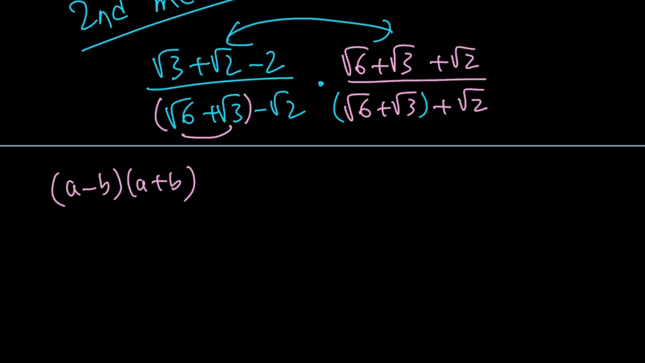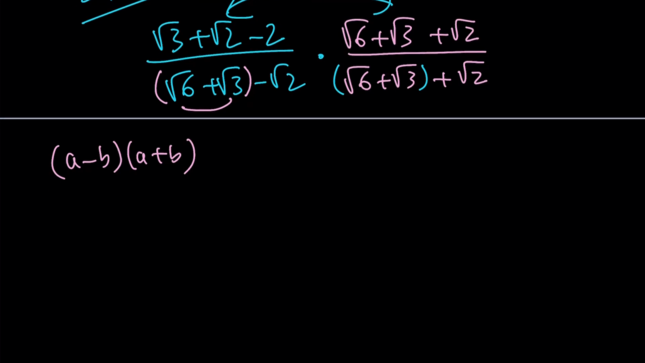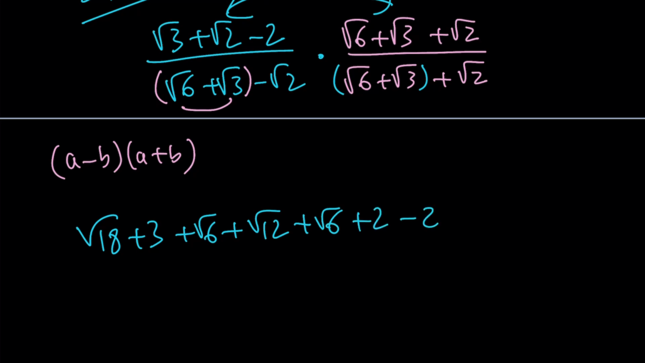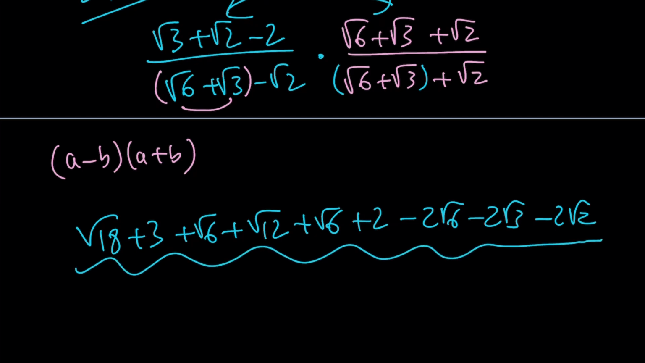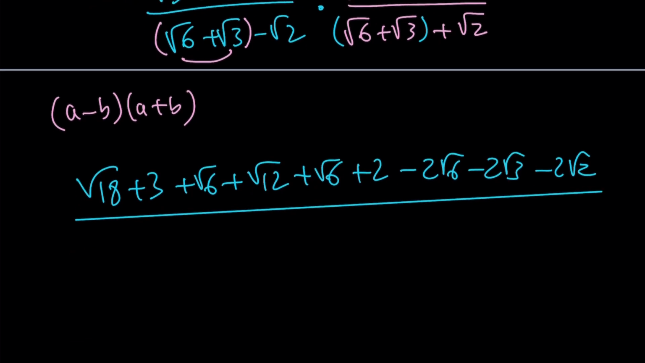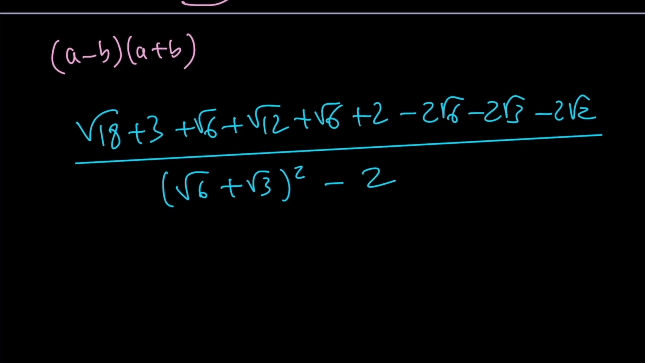Let's go ahead and do it. Okay. We're going to get root 18 plus 3 plus root 6 plus root 12 plus root 6 plus 2 minus 2 root 6 minus 2 root 3 minus 2 root 2. Okay, that's going to be a really long line, so let's take advantage of notability. I keep saying Desmos. Root 6 plus root 3 squared minus root 2 squared, which is 2. Okay, that's it. Now let's go ahead and simplify this a little bit.